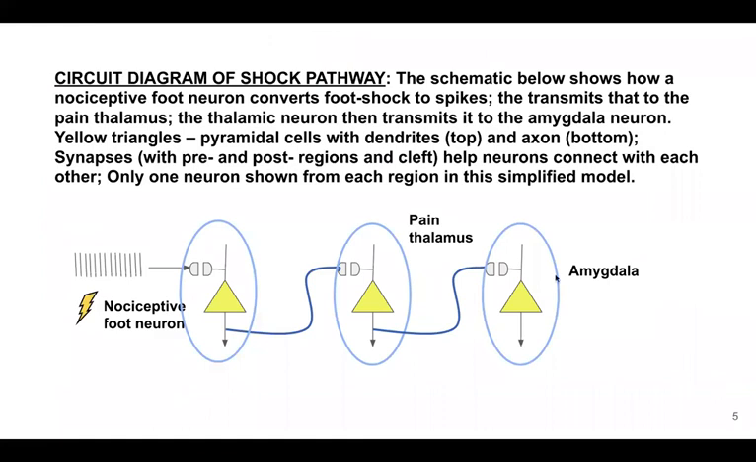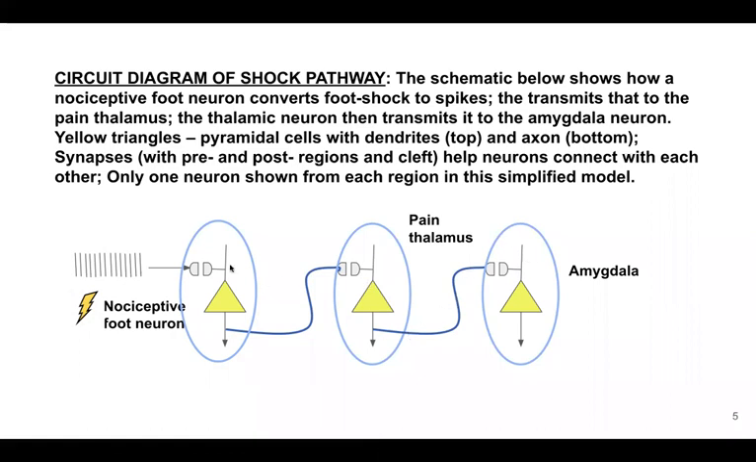Now let's look at the shock pathway. And this schematic and circuit diagram is very similar to the tone pathway. So it shows the nociceptive foot neuron that converts this foot shock to spikes and transmits this signal from the foot neuron to a neuron in the thalamus. And that neuron in the thalamus then travels to the amygdala.